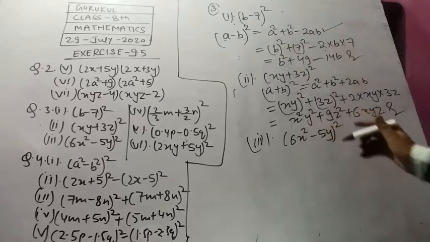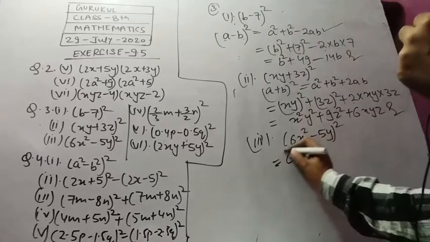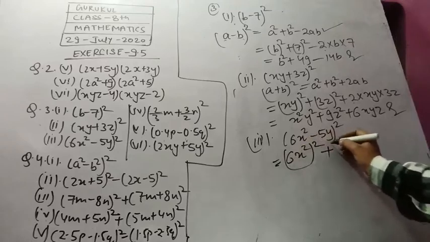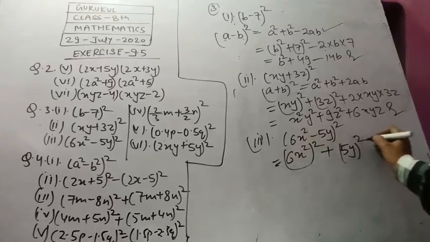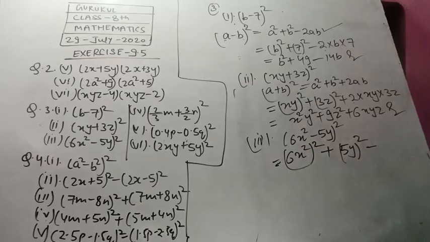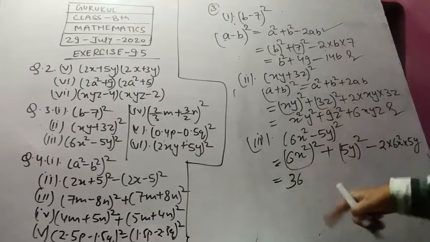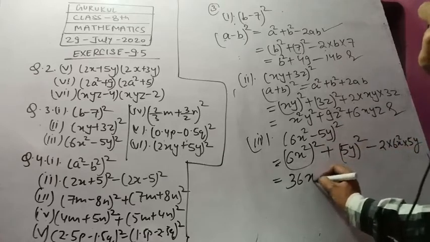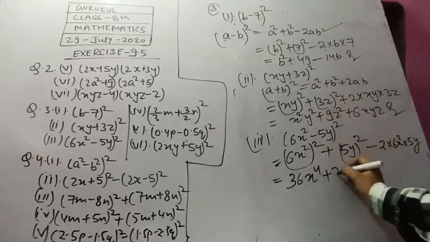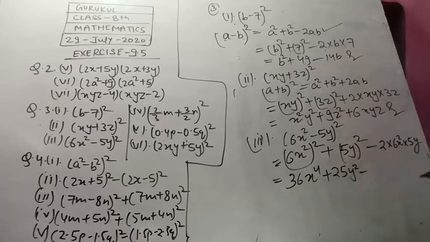Similarly, (this minus that) whole square is equal to first term square, means (6x square) square, plus second term square, means (5y) square, minus 2 into first term into second term. So 2 into first term 6x square, second term 5y. Now solve this. 6 square 36. X square power will be multiplied. So x power 4, plus 5y square 25y square, minus 2 6s are 12, 5s are 60, 60 x square y. This is going to be the answer.